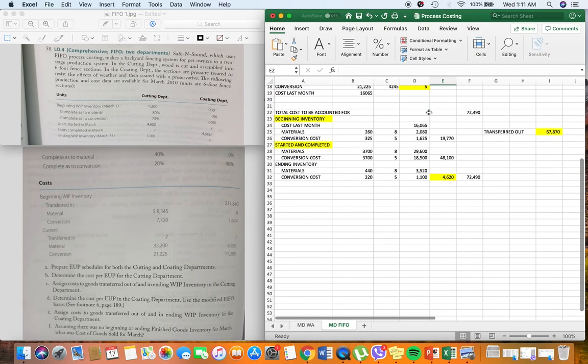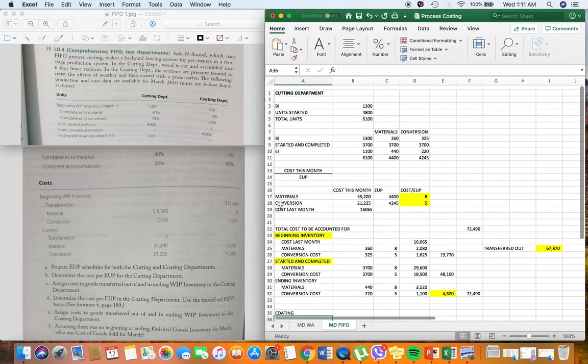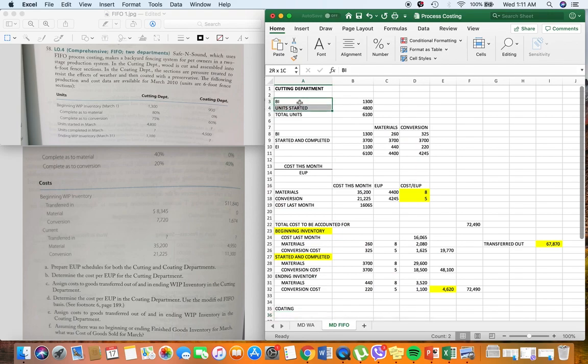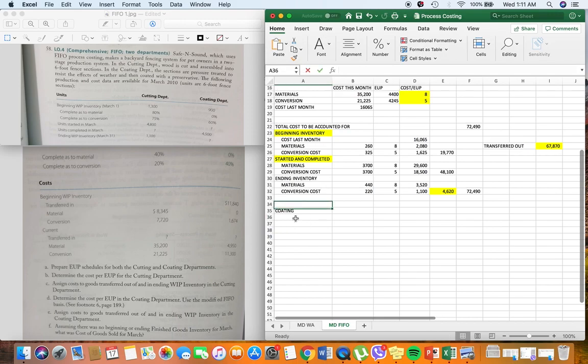So, in the coding department, same steps naman tayo, no? Ganun naman, paulit-ulit naman talaga to eh. We have to compute first for the units, total units to be accounted for, no? So, for the total units to be accounted for, syempre, we have the beginning inventory units. The beginning inventory units in the coding department, we have 900.